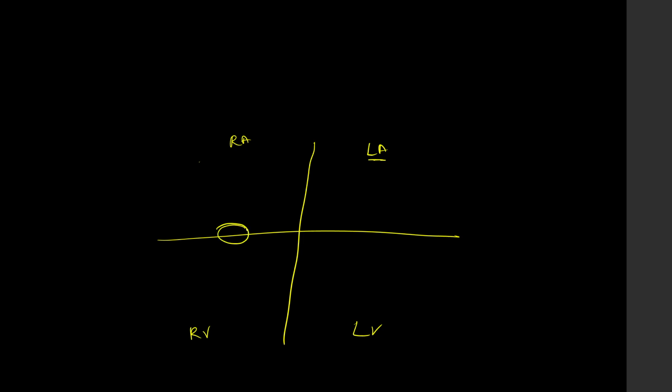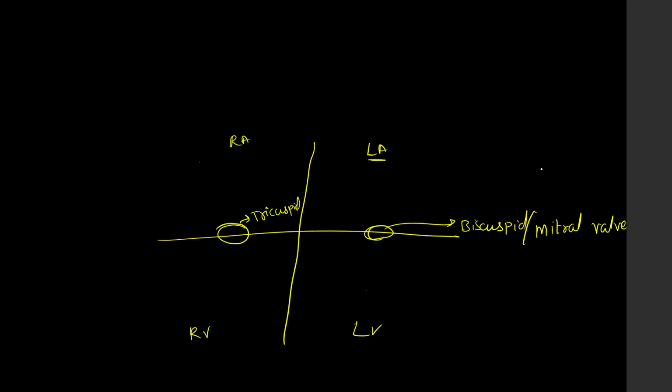Now this is a very important slide. This is the left atrium and this is the left ventricle. This is the right atrium and this is the right ventricle. Between the right atrium and the right ventricle there is a valve, which is an opening. The name of this valve is tricuspid. Between the left atrium and the left ventricle there is a valve called bicuspid, also called the mitral valve.